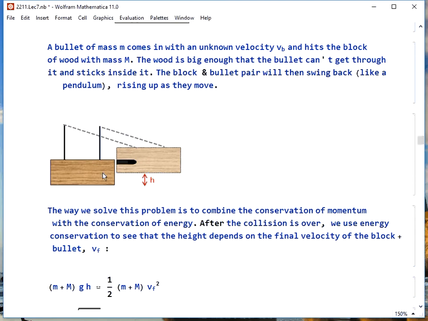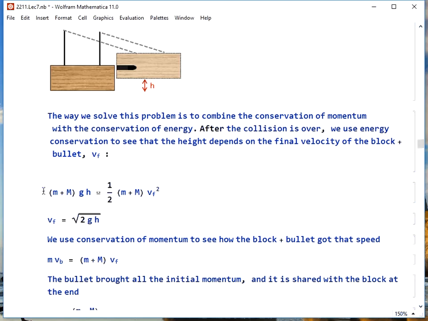As they do this, since this will be very slow, typically 1 or 2 meters per second, we can measure this change in height relatively easily, and we can use conservation of energy to say that the potential energy of the bullet-block system at this height is equal to the kinetic energy it had right after the collision. We put these two things together, we get that the velocity after the collision is the square root of 2gh. We can then use conservation of momentum to look at the collision and see how the bullet and block ended up with this velocity v_f.